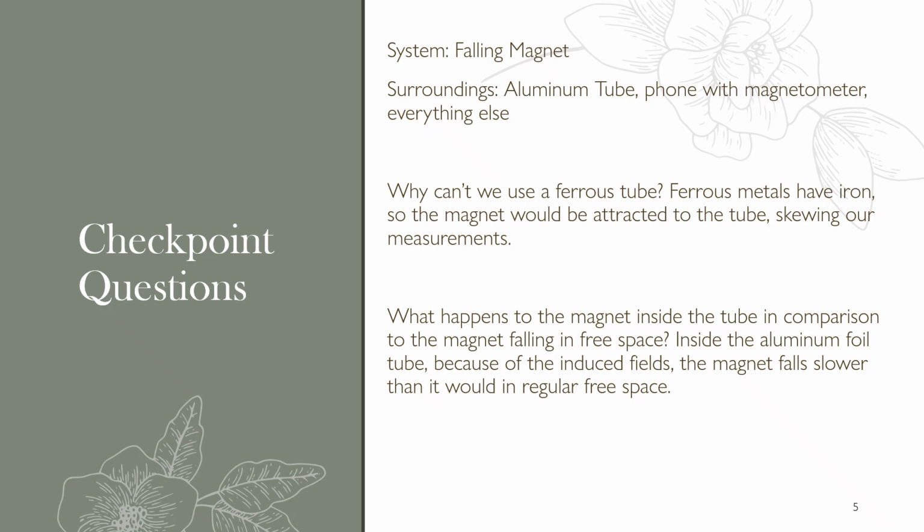Just some checkpoint questions before moving on with the GlowScript code. Our system, of course, is the falling magnet. The surroundings were everything else: the aluminum tube, the phone with the magnetometer used to orient the magnet, the table, everything else would be in the surroundings. So, question number 1, why can't we use a ferrous tube?